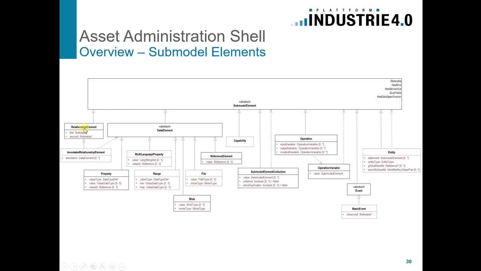Then we do have relationship elements, capabilities, a collection, that's very important for structuring the complete submodel element or the submodel in itself. So the submodel does not contain another submodel. So for structuring, use the submodel element collection. There are operations, entities, and events. We will come to them a little bit later.